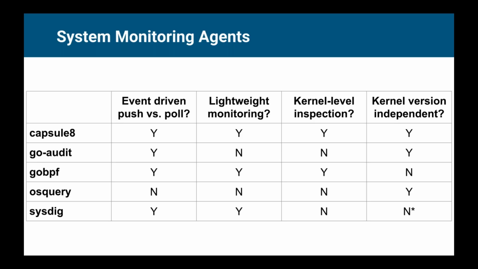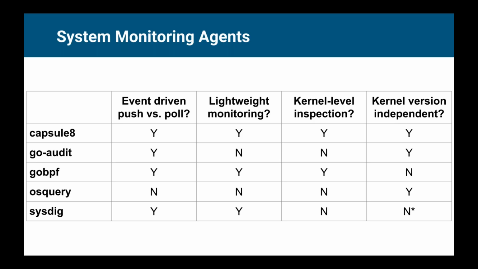Capsulate is pure userland, so it doesn't actually depend on the kernel version. Anything using Audit is also kernel version independent. Sysdig, I say, is kind of on the cusp because it loads a kernel module, so it has to recompile the kernel module for a new kernel that it doesn't have a pre-built module for. So there is some increased access it needs to your system in order to load if you're running a new kernel that it hasn't seen before or a slightly different distribution. So those are the trade-offs.